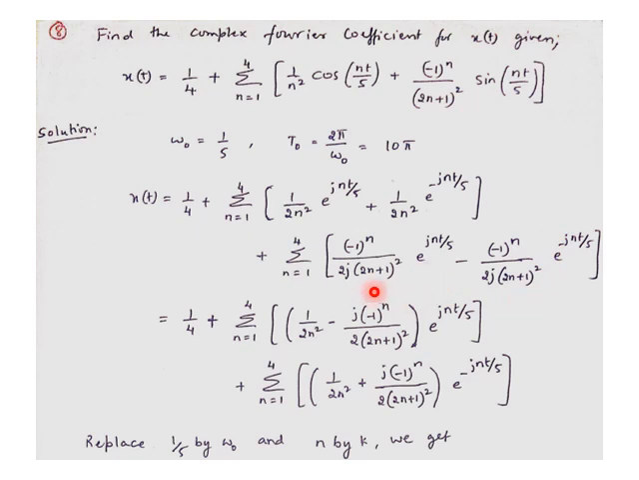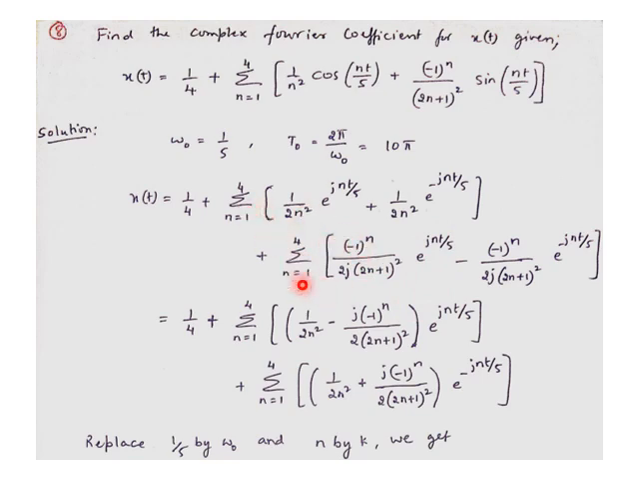So further simplification we can do with respect to this equation. For the first and second part together, if I take this and this particular term, e to the power j nt by 5 is common, so we can take this together.